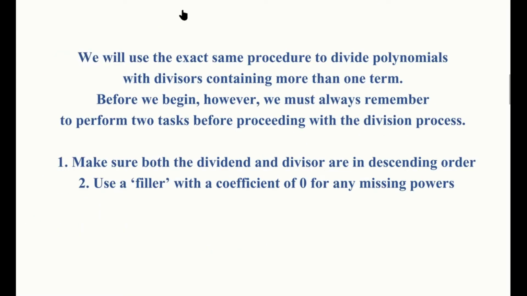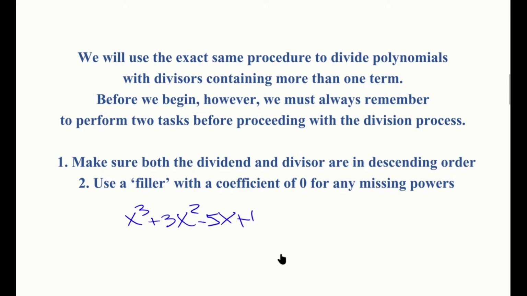Now, we'll use the exact same procedure to divide polynomials when the divisor contains more than one term. But before we do that, in order for our process to work out smoothly, there are always two things we want to make sure. We want to make sure that both the dividend and the divisor are in descending order. That just means, for example, you want to have, let's say, x cubed plus 3x squared minus 5x plus 1. That's what we mean by descending order. Highest power first, then the next one, then the next one, all the way to the lowest.